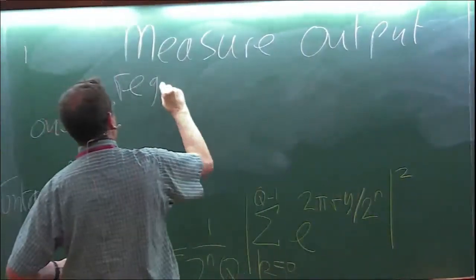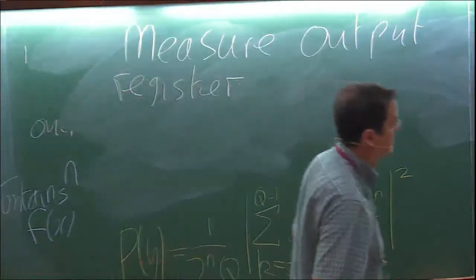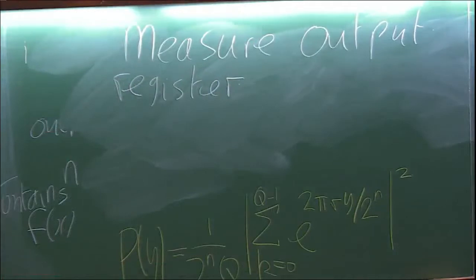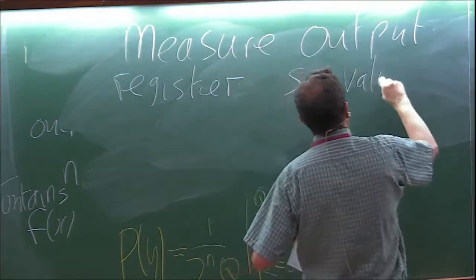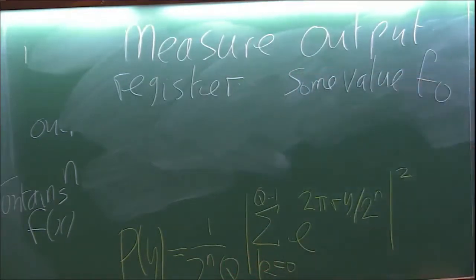So the register contains, you will get some result for the function value. But there's many values of x that give the same function value. Remember, this is a periodic function, and we're going to have many periods in the region that we have x values for. So we get some value f naught. So that's what's indicated here.